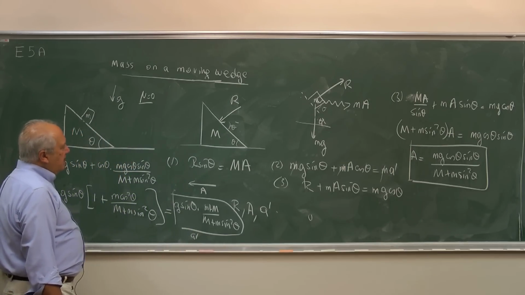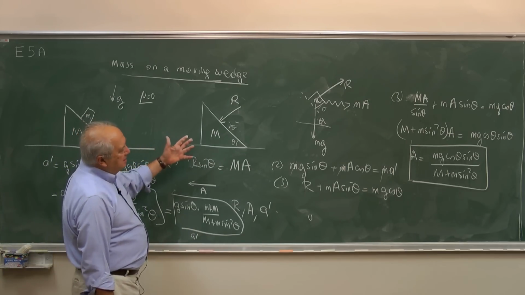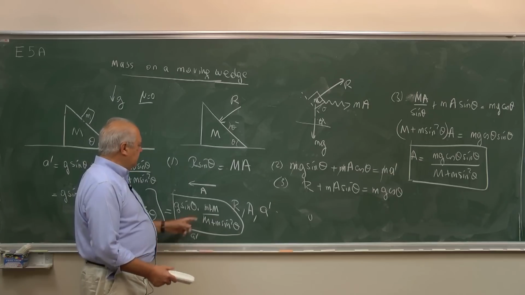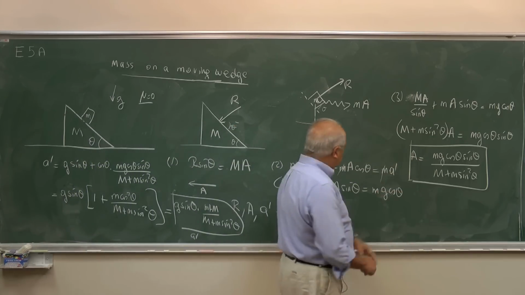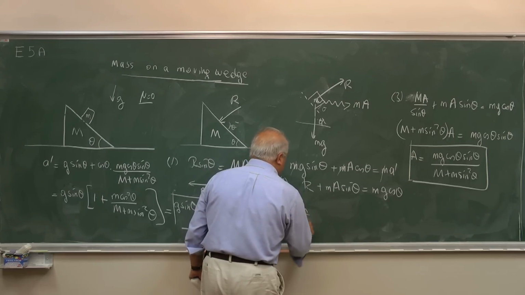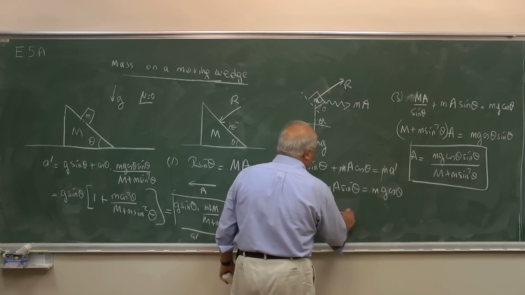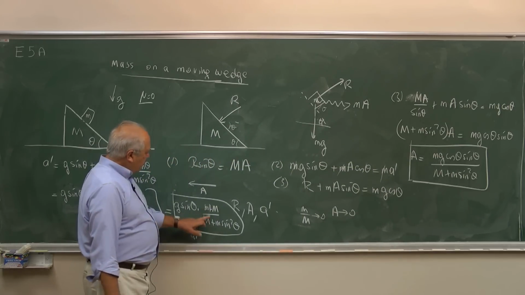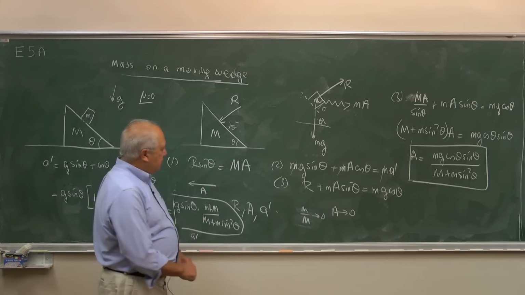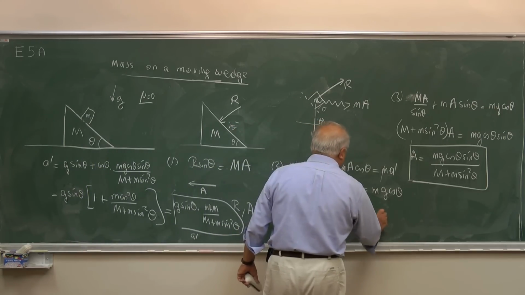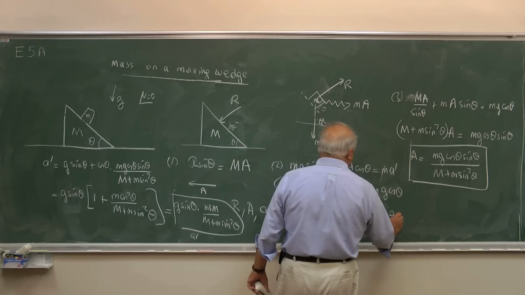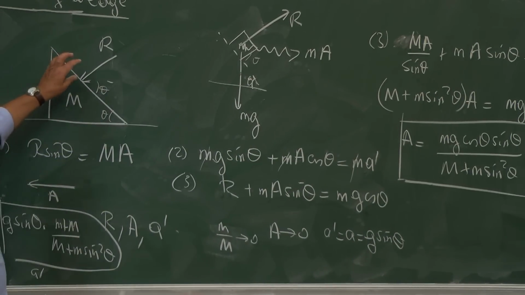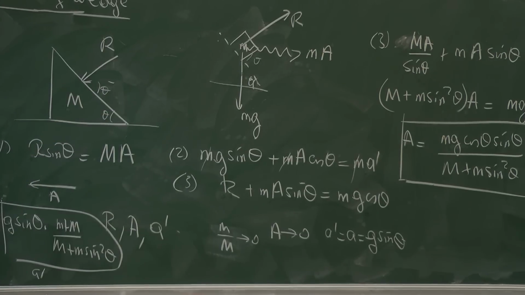And let's look at the limiting case. For example, if M is infinite, or very much larger than m, what happens then? So if m over M goes to 0, A goes to 0 because you are dividing by M, and ignore little m with respect to the big M. So A prime is equal to g sine theta. In that case, the wedge does not move. For an infinitely heavy wedge, this thing, just like in our warm-up exercise, goes down.